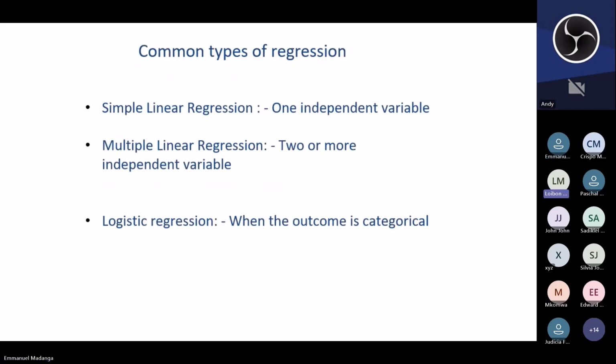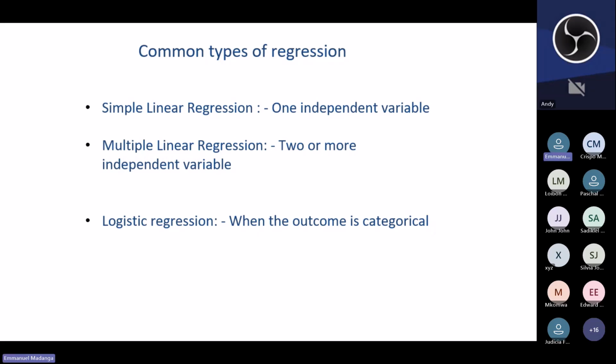I have just listed here some common types of regression that we might have met, or we might be meeting for the first time. For example, we have simple linear regression. From the definition of regression analysis, it focuses on the relationship between one or more variables. When we talk about one independent variable, we are referring to simple linear regression: a regression that involves one dependent variable, or the response, with one independent variable, or explanatory variable.